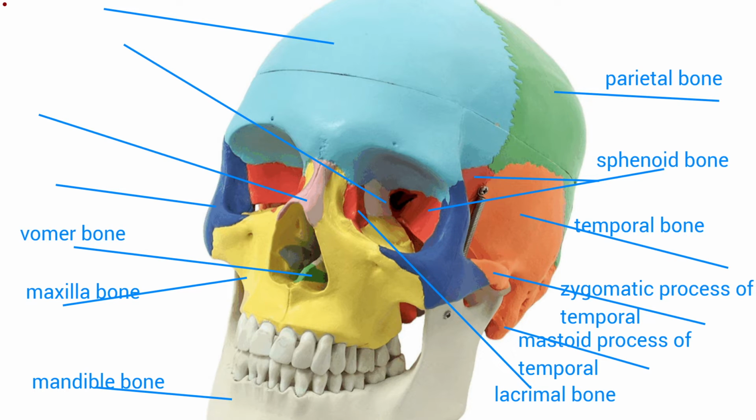Zygomatic bone. And actually, let me just show you something. So this was the zygomatic process of the temporal bone. This right here is the temporal process of the zygomatic bone. And so they come together and create what we kind of refer to as the cheekbone. The blue over here is my zygomatic bone.